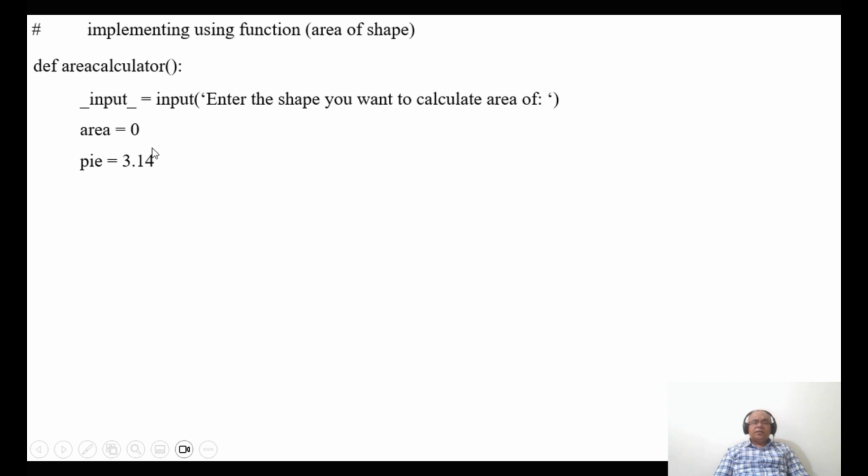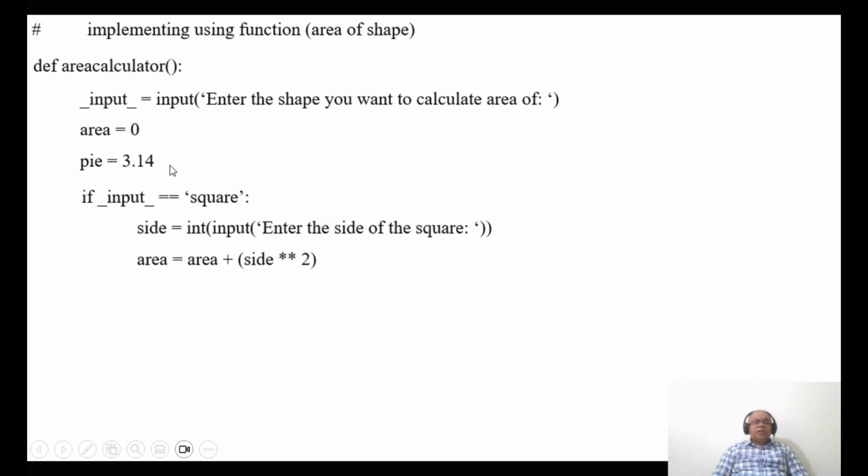Initially, what is the area? It is 0. And I have a constant. Why do we have to take the constant? To find out the area of the circle. What is the area of a circle? Pi r square. So what is the value of pi? Pi is considered to be 3.14. So that is the reason why we are giving a constant value. Pi equals 3.14.